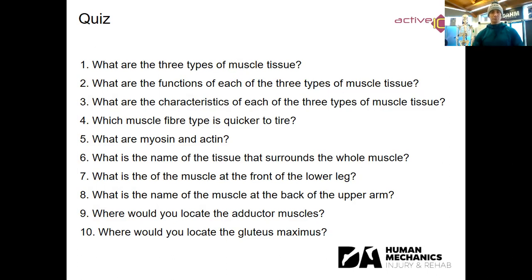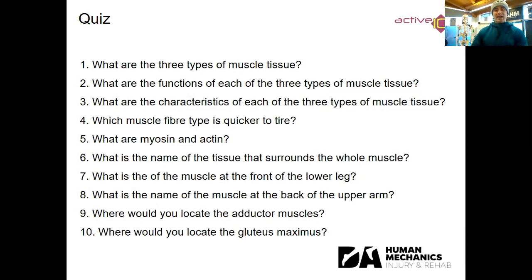Question 7, what is the muscle at the front of the lower leg? You probably haven't gone into the muscles just yet. You're probably waiting for this ramble from me to be over. Tibialis anterior. What is the name of the muscle at the back of the upper arm? Lots of you probably will be familiar with this one, the tricep.